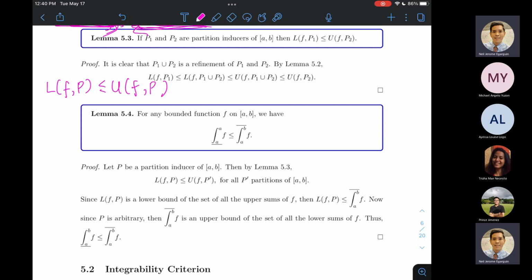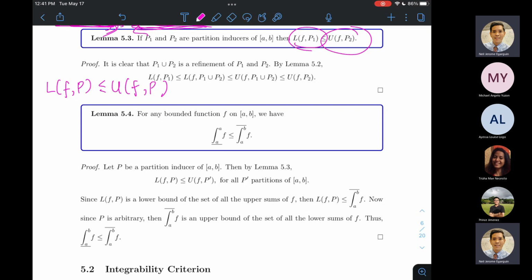Mas generic yung sinasabi ng lemma 5.3. Sabi ng lemma 5.3, ang lower Riemann sum ng kahit anong partition inducer ay dapat mas maliit or equal sa upper Riemann sum kahit sa ano pang partition inducer. So ibig sabihin, wala tayong mahanap na isang pares ng partition inducers na yung lower Riemann sum ay magiging mas malaki kesa dun sa upper Riemann sum. Kung lower Riemann sum ka, kahit ano pang partition inducer ang gamitin ko sa'yo, hindi ka magiging mas malaki sa kahit ano pang upper Riemann sum. Yun yung idea ng lemma 5.3.